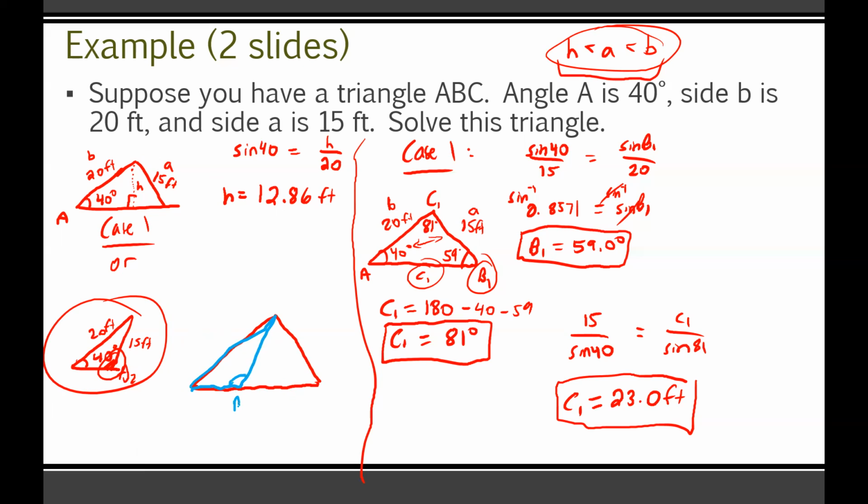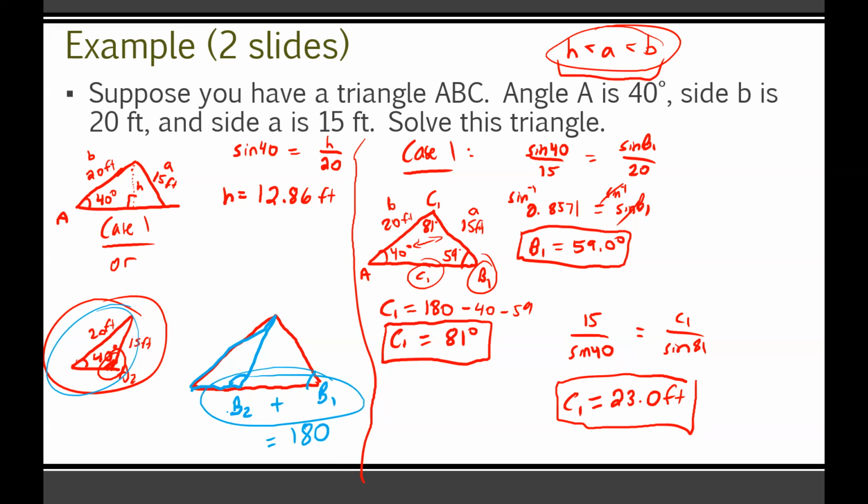This angle down here is going to be our B2. B1 was the angle over there. We already found B1, it's 59 degrees. The relationship between your case 1 triangle and your case 2 triangle is your B values. Angle B1 plus angle B2 will always equal 180 degrees because technically these two angles form the same straight line, the same 180 degrees, right?